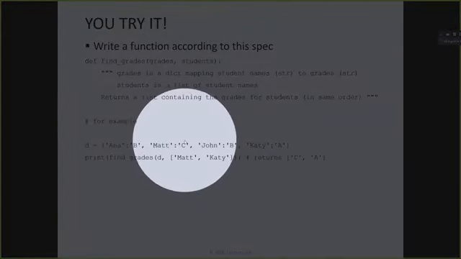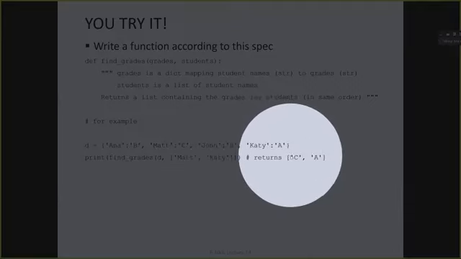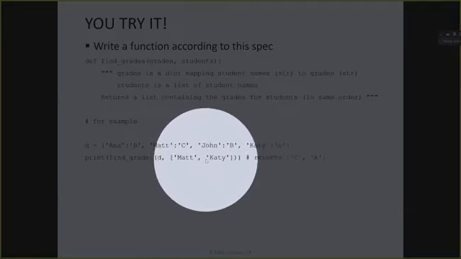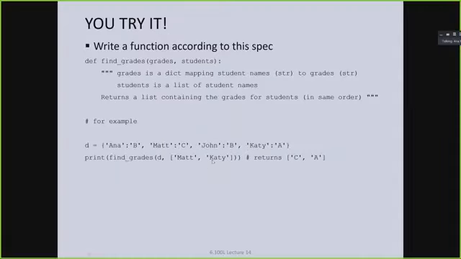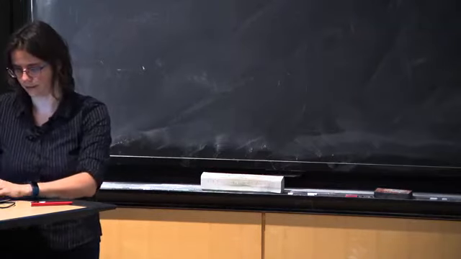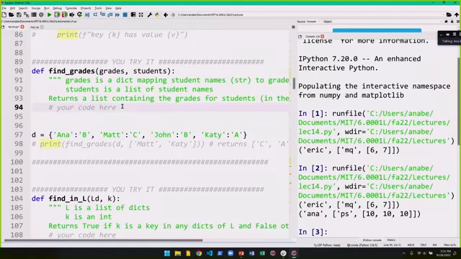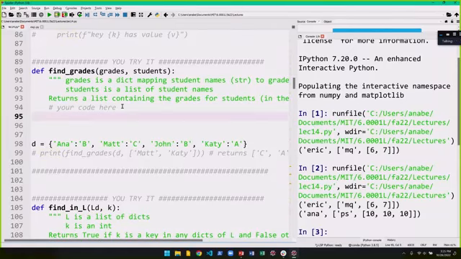So we look up Matt, we see that their grade is a C. We look up Katie, their grade is an A, so I want to return the list C, comma A, right, in the same order that I passed in my students. So I'll give you a couple minutes to work on that, and then we can write it together. So that's line 94. This is just an exercise on looking up values in the dictionary.